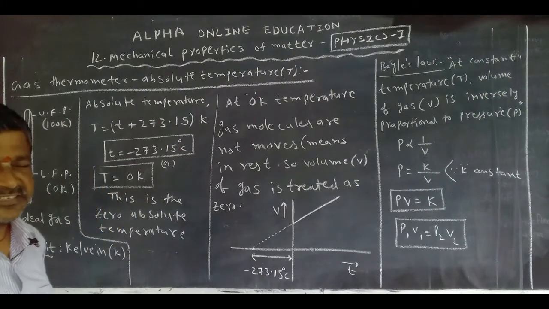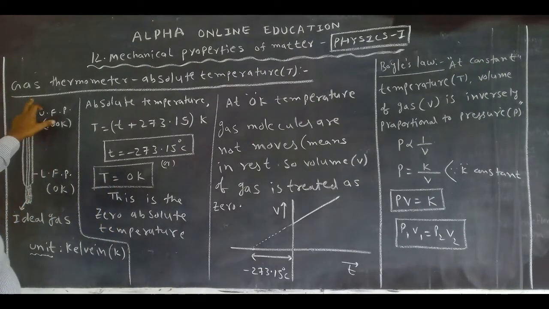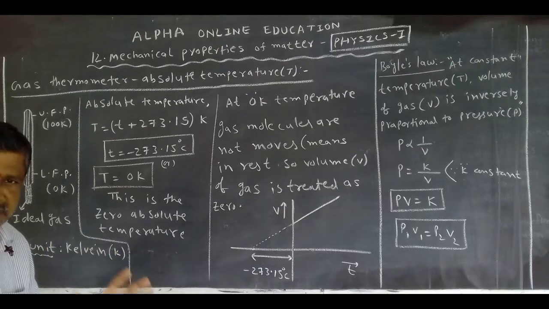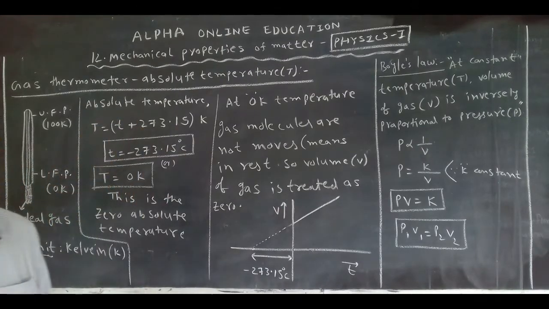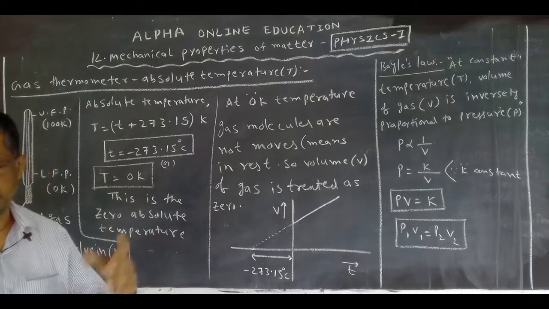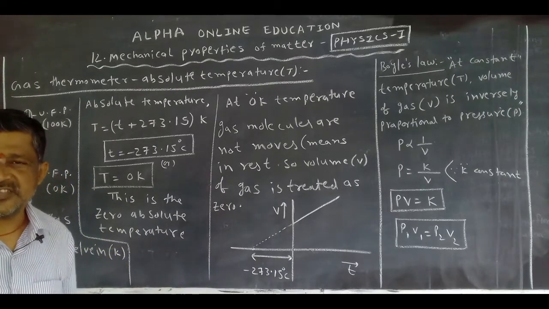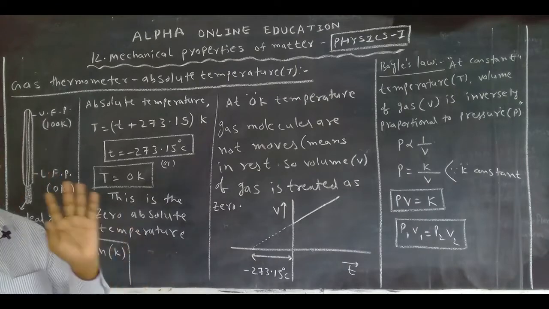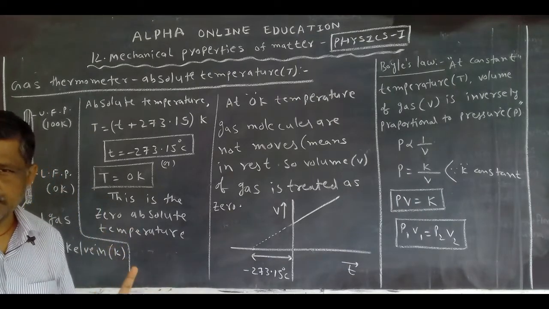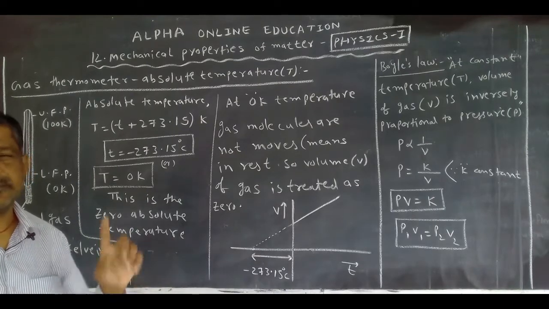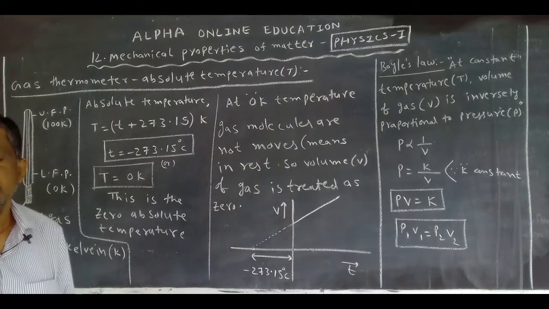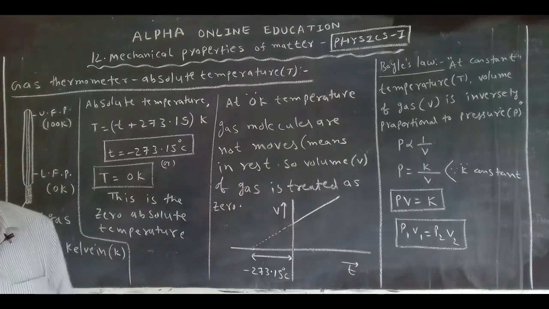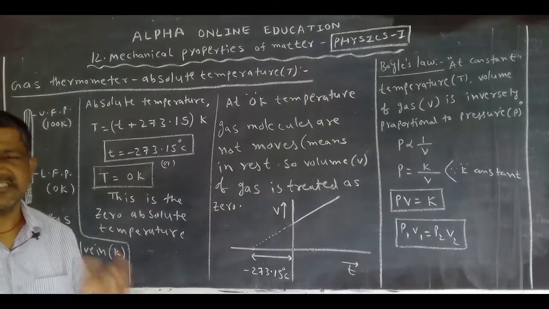So we discuss the gas thermometer. The gas thermometer was designed by the scientist Kelvin. The gas thermometer is similar to the liquid thermometer. It also works under the same principle. What is the same principle? Gases also expand when the temperature increases. The liquid thermometer works under the principle that liquids expand when the temperature increases. Similarly, the gas thermometer works on the same principle: gases expand when the temperature increases.